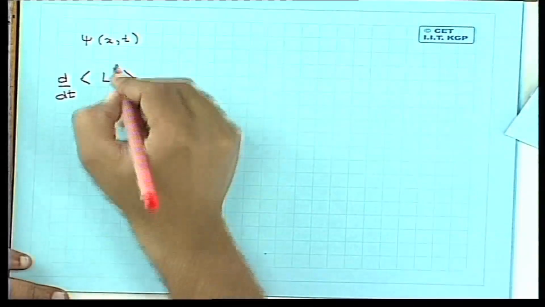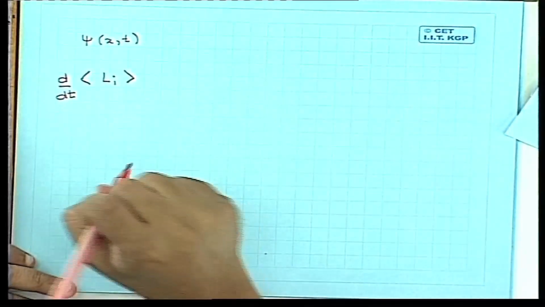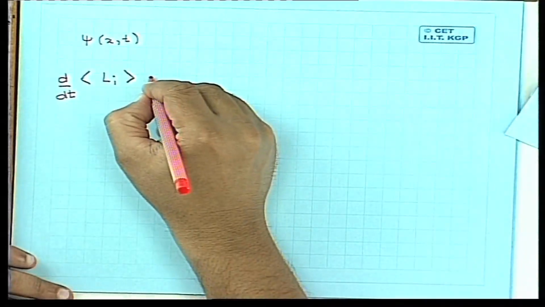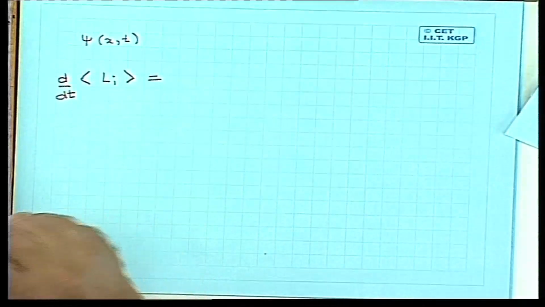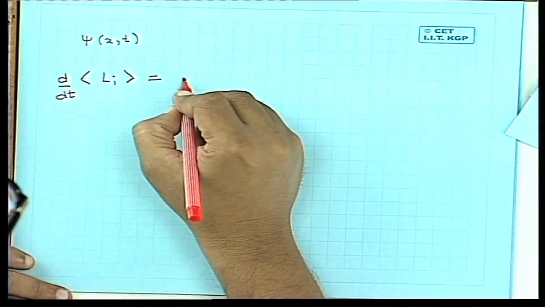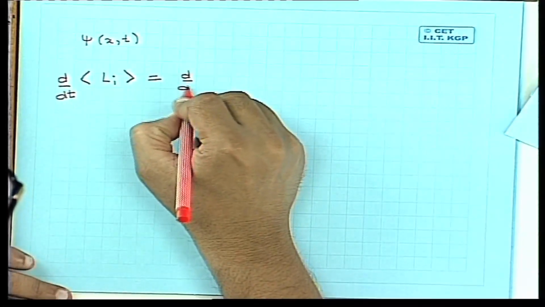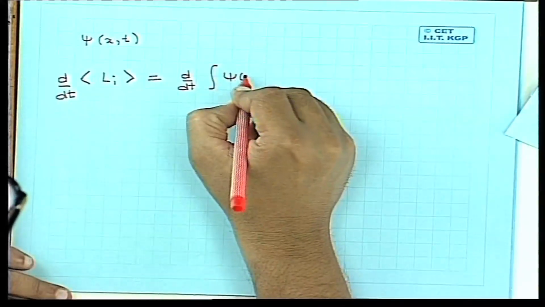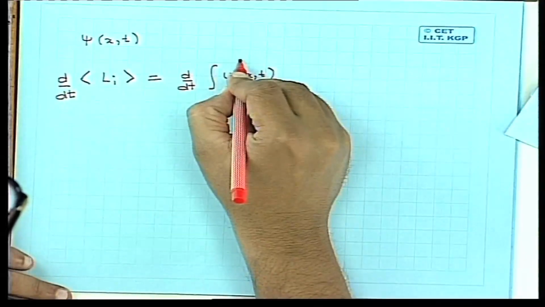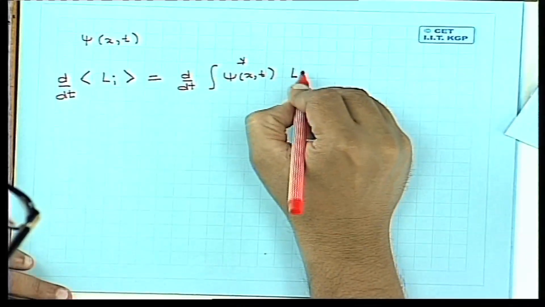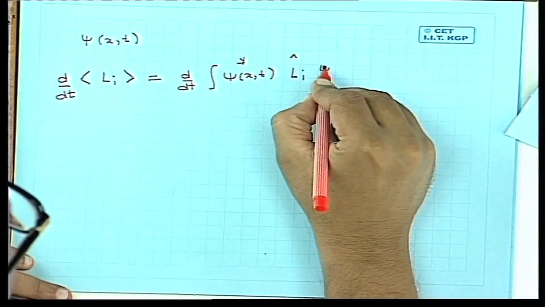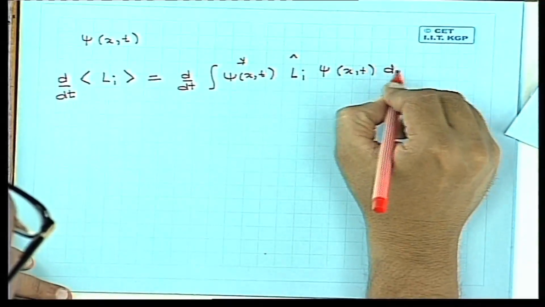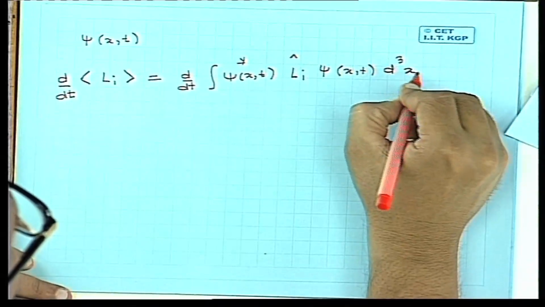Okay. How does the expectation value of a particular component of the angular momentum evolve in time? So let us work out this quantity. This is equal to d by dt of the integral of psi star (x, t) Li psi (x, t) d cube x.